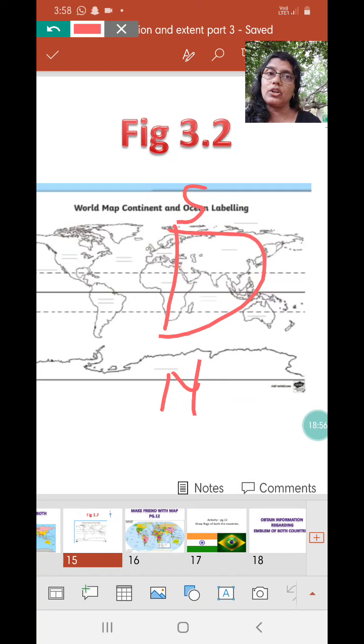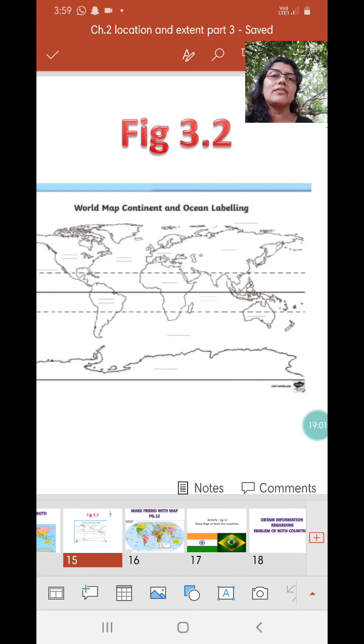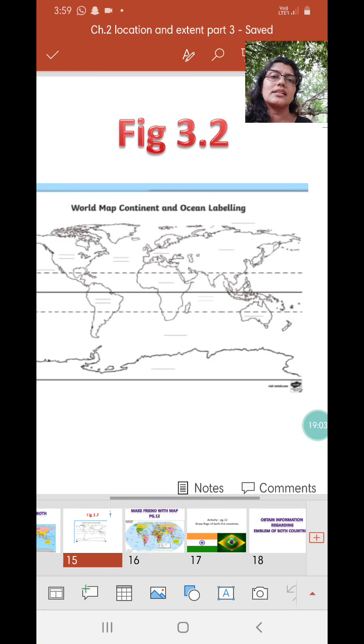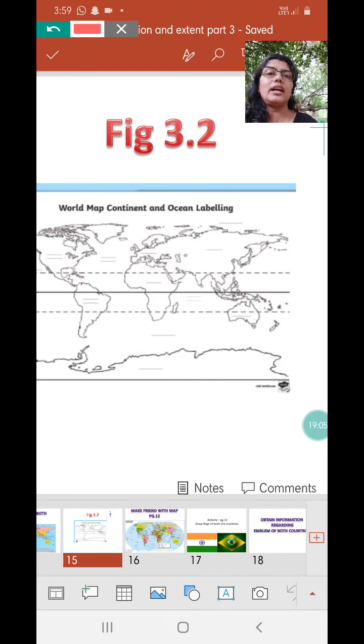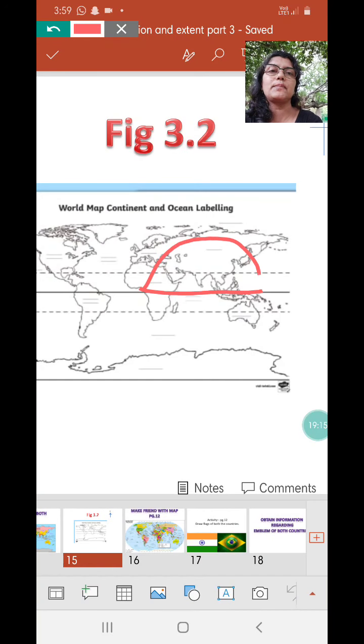We have the North Pole. So the first one is wrong. What about the second one? Second one is showing it like this, a downward. So no. What about the third one? Yes, India lies completely in the northern hemisphere. So this picture represents the correct answer. And the fourth one is also wrong.